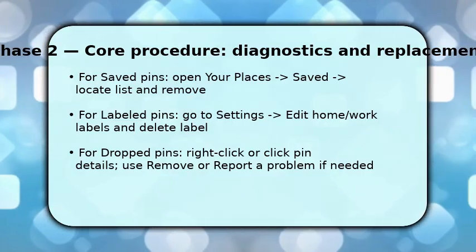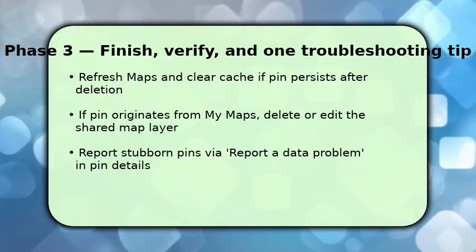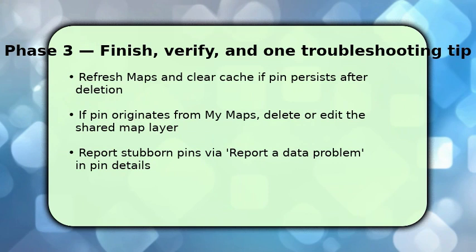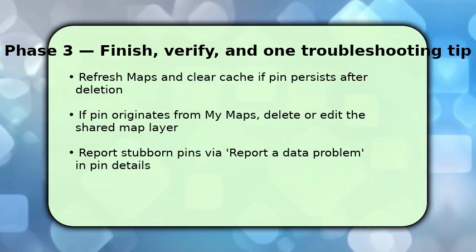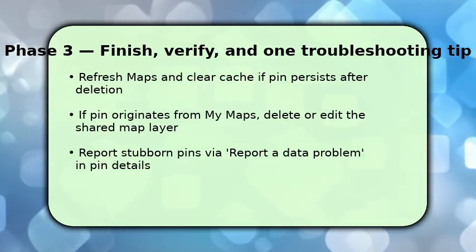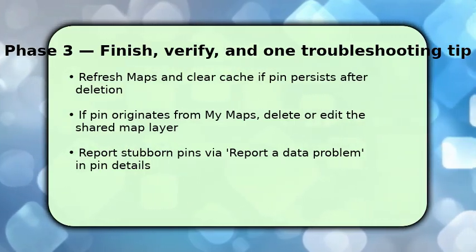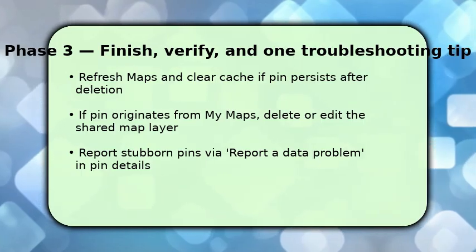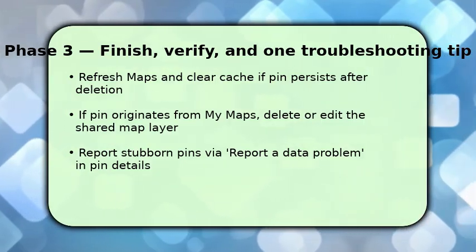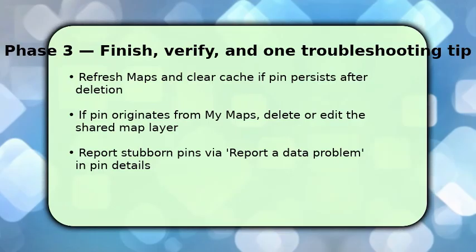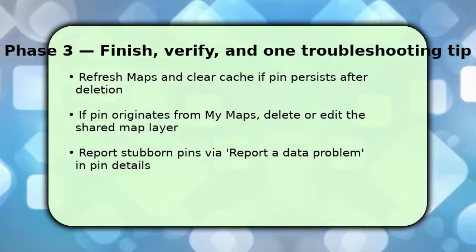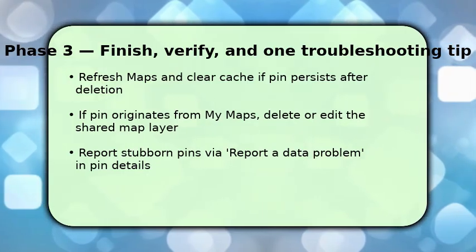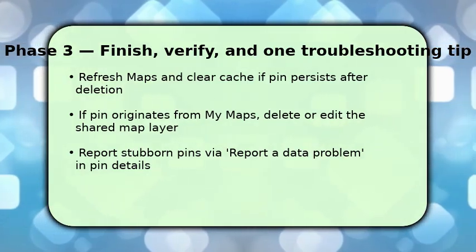Finish by refreshing Google Maps and, if needed, clearing your browser cache to force an update. If the pin persists, confirm whether it's on a shared My Maps layer. You must delete or edit that layer in My Maps to remove the marker for everyone. If you cannot edit the source, use the Pins menu to report a data problem and explain that the pin should be removed. One troubleshooting tip: sign out and back in, then recheck. That often syncs deletions across.